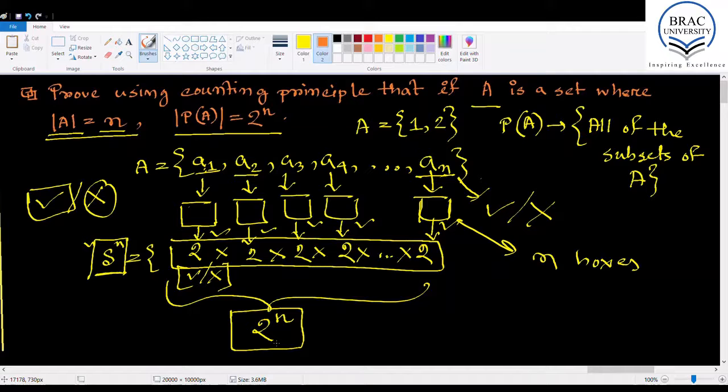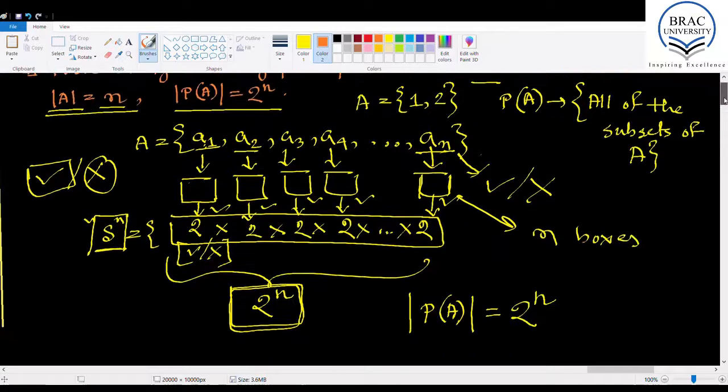And as we know, the power set of A is a set of all subsets of A. It means the cardinality of the power set of A refers to the total number of subsets of A. And as we determined here, the total number of subsets of A is 2 to the power n. It means the cardinality of the power set of A is 2 to the power n.